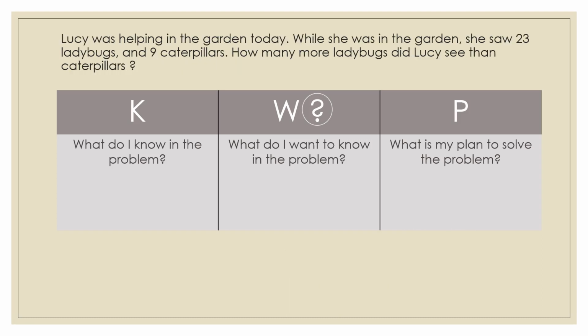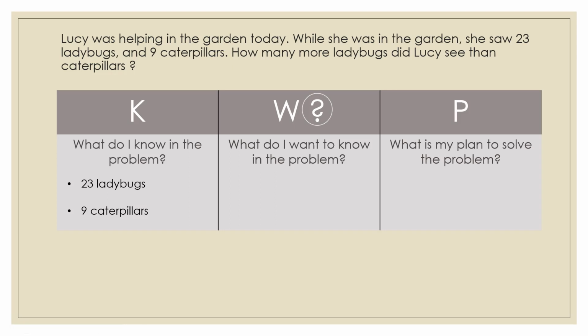Lucy was helping in the garden today. While she was in the garden, she saw 23 ladybugs and 9 caterpillars. How many more ladybugs did Lucy see than caterpillars? I'm going to start with my K. What do I know in the problem? In order to find what I know in the problem, I'm going to go back to the problem and see what it tells me. I know that Lucy saw 23 ladybugs and she saw 9 caterpillars. So I'm going to write that.